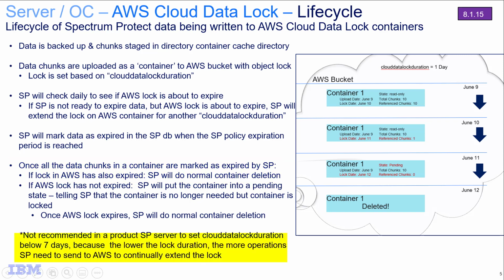While we allow you to set the cloud data lock duration as low as 1 day, and that works great, for instance, in a test or demo system, and is an easy example here on this slide, we don't recommend a duration lower than 7 days on a production system. The lower the lock duration, the more operations Spectrum Protect needs to send to AWS to continually extend that lock.